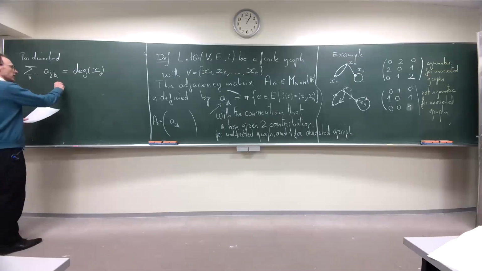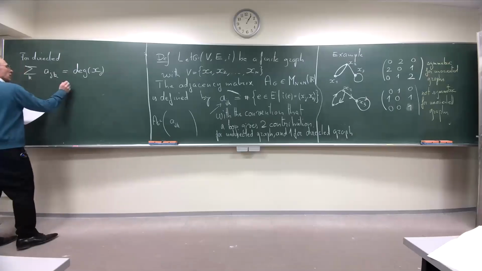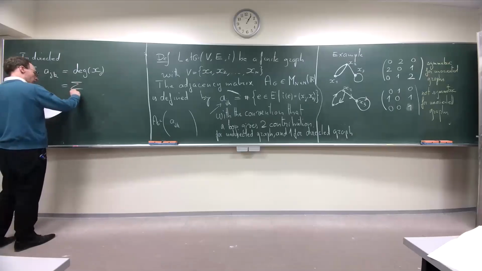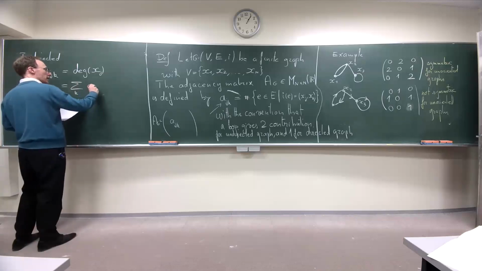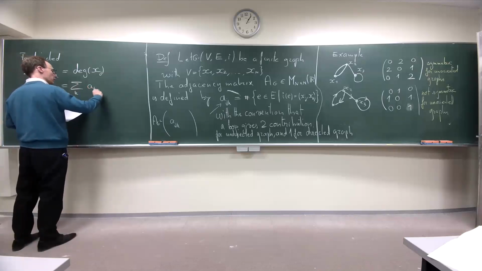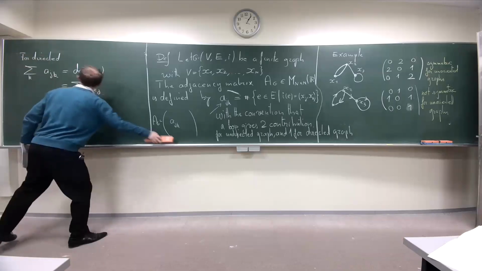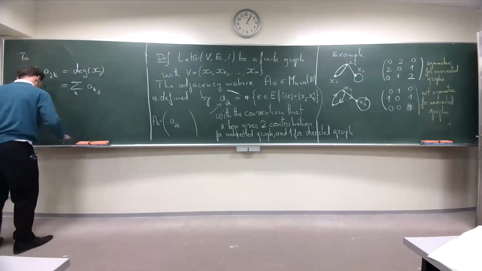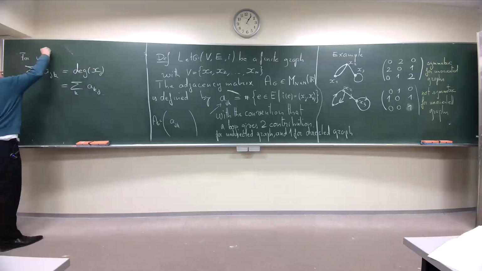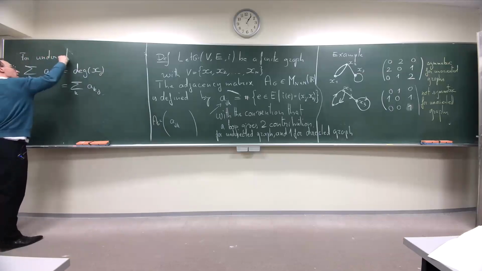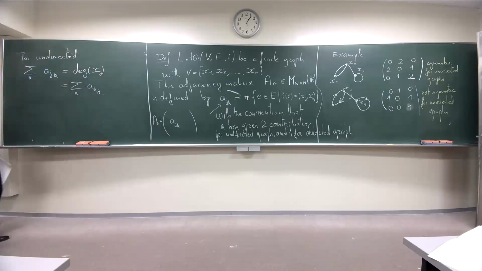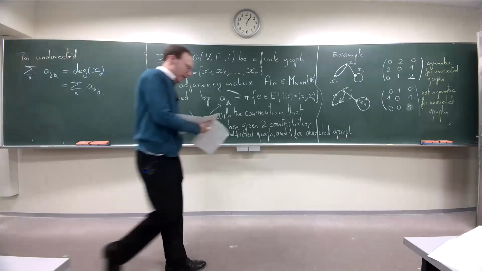And in fact, this is also equal to the sum over k of a_kj, because it's symmetric, for undirected. And this equality is because of the symmetry. Now, what about oriented?